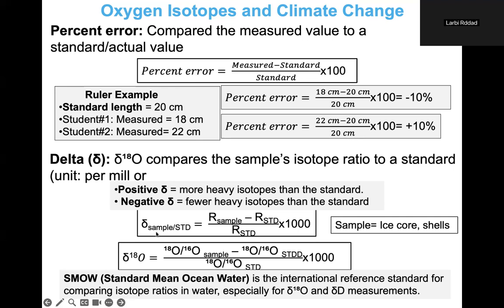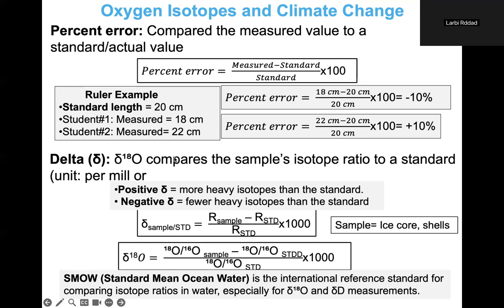So delta sample is equal to the ratio of the sample minus the ratio of the standard, divided by the ratio of the standard, times 1000. So let's apply it here. This is the ratio, by the way. R means O18 over O16. So delta O18 is equal to O18 divided by O16 of the sample we analyze.